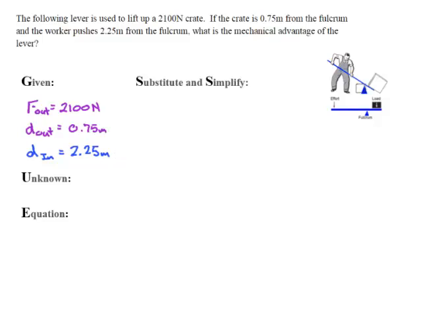And now it simply becomes a question of which mechanical advantage do I use? If I see that I have displacements, I'm going to use ideal in order to figure it out. Mechanical advantage ideal deals with distances or displacements, and I have two distances. And so that is displacement in over displacement out. My displacement in is 2.25, and I'm going to divide that by 0.75.